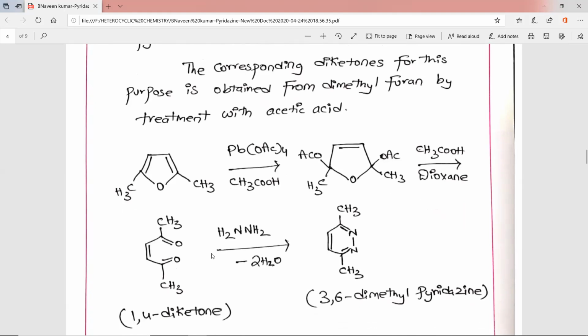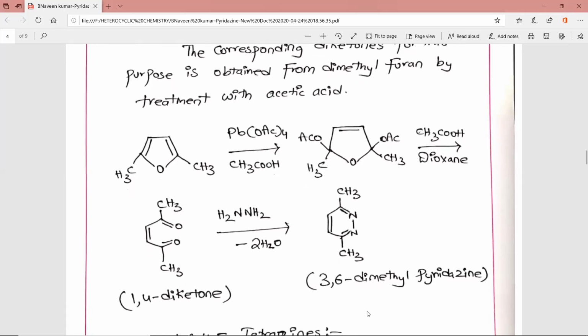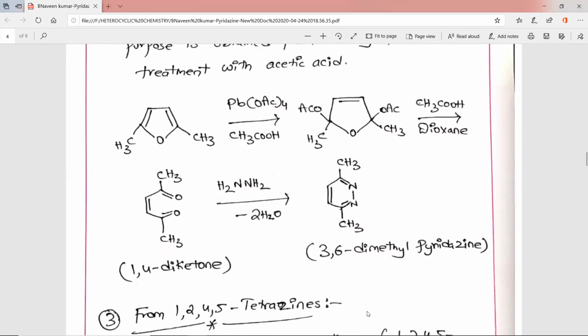The diketone reacts with hydrazine in a condensation reaction, losing 2 molecules of water to form a 3,6-dimethyl pyridazine. So therefore, pyridazines can be prepared by the reaction of 1,4-diketones with hydrazine. That is the second method.